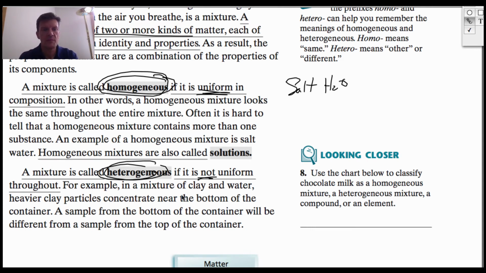Okay? Heterogeneous, again, it's not uniform. That would be, for example, clay and water. So maybe you've got a container where a lot of the heavier stuff is on the bottom and a lot of the lighter stuff is on top. Okay? It's kind of separated. Maybe the heavier stuff goes to the bottom. It's maybe silty or dirty or whatever, but still you kind of see maybe different layers as a result of it not being particularly and perfectly uniform.